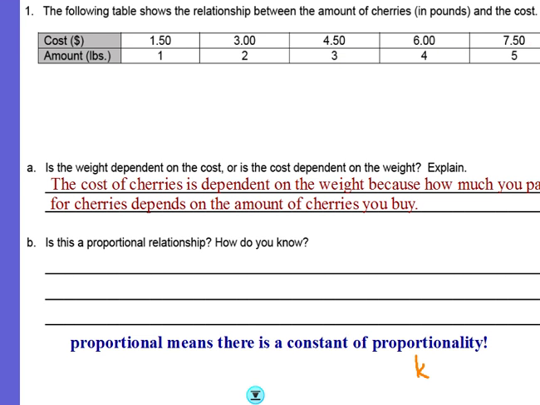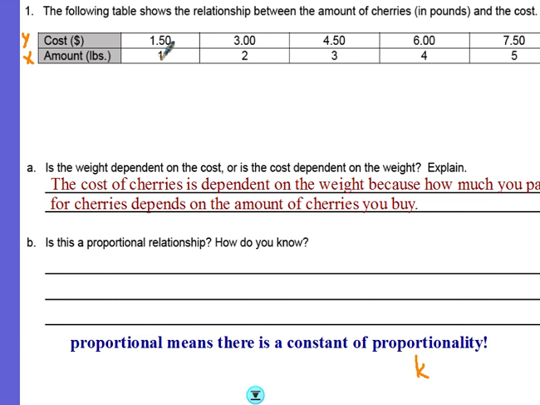So let's try that. Okay, so let's look at the table. We know that the cost is dependent, so dependent variables are the y values, and the amount was the independent, so this will be the x. Now, to find the constant of proportionality, what is x being multiplied by to find the y value?